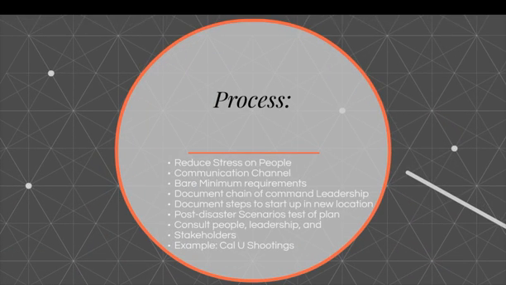Process is one of the most interesting parts too. The process that I think is left out a lot is the reduction of stress on people. People is what makes everything happen. And the number one way to reduce stress is to have a chain of command, a communication channel for everyone.